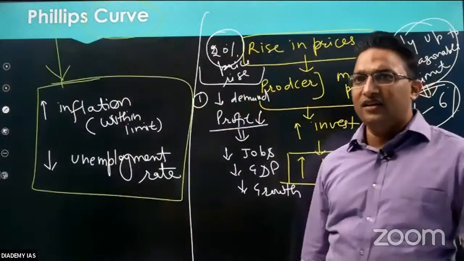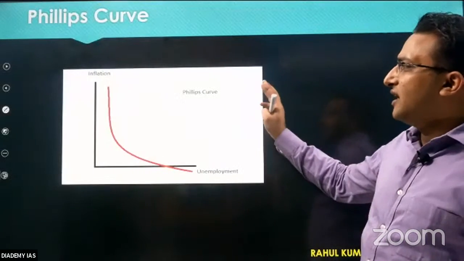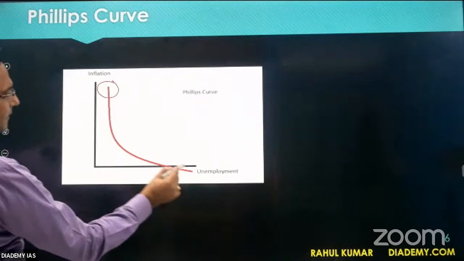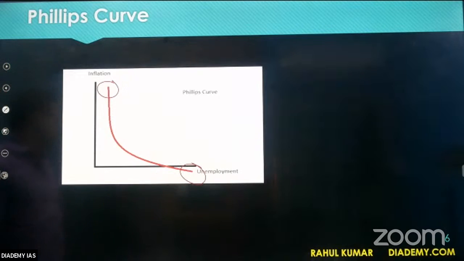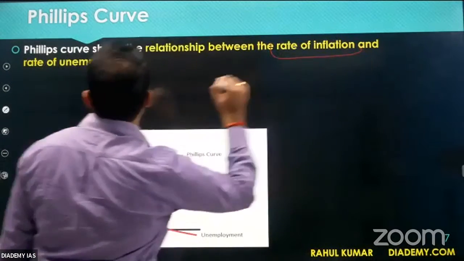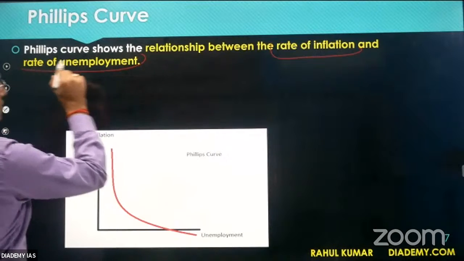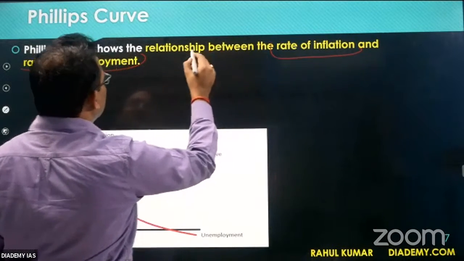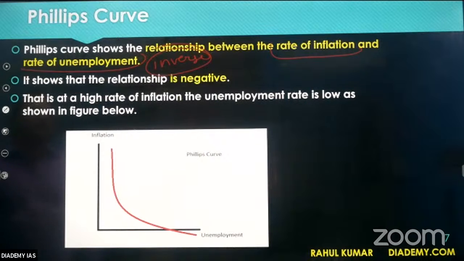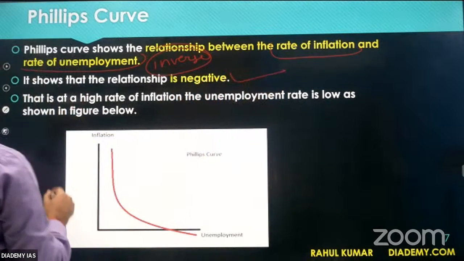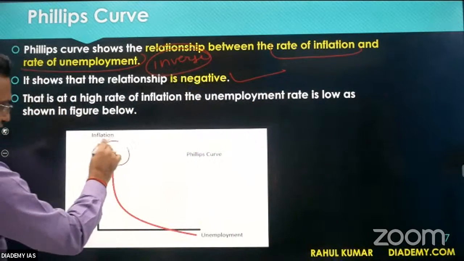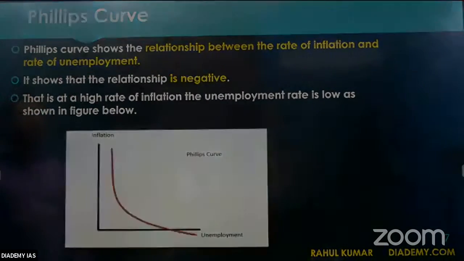Now you will be able to understand the Phillips curve in a systematic manner. So Phillips curve says that if the inflation rate increases up to a certain level, the unemployment rate will come down. So this is Phillips curve. This shows an inverse relationship between the rate of inflation and the rate of unemployment, right? So you just have to remind yourself that this relationship is inverse. Your relationship कैसी है? Inverse है. So it shows the relationship is negative, right? At the high rate of inflation, unemployment rate is low, as is shown in this figure. High rate of inflation, the rate of unemployment will be less.